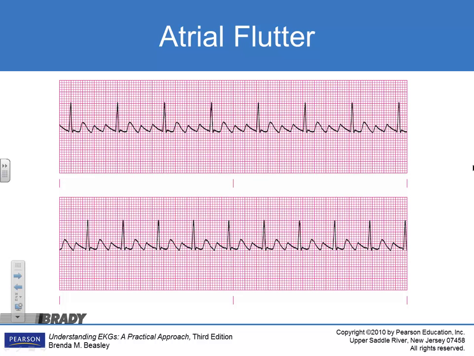The quicker they're conducted, a 2-to-1 is going to be faster than a 3-to-1, and a 3-to-1 is going to be faster than a 6-to-1 or whatever. But you can easily see those flutter waves, can't you, the F waves? Those are easy to identify. And you can see, this is going to be pretty regular. One of the ways you'll identify that.